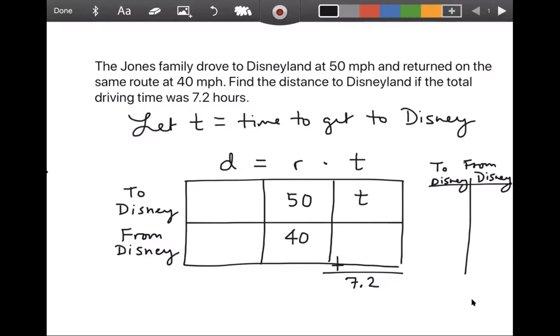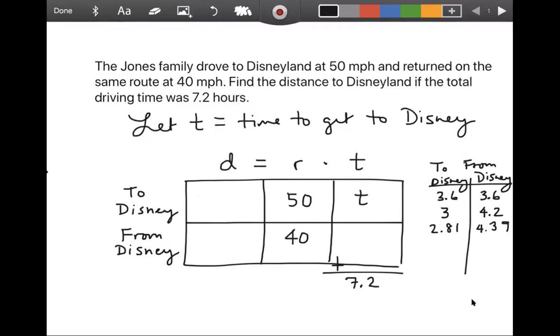As we said, if it took them 3.6 hours to get to Disney, it would take 3.6 to get home. If it took them 3 hours to get there, it would take 4.2 to get home, right? These numbers have to add up to 7.2. If it took them 2.81 hours to get to Disney, I'm making this difficult for myself, then I believe it would take them 4.39 hours to get home.